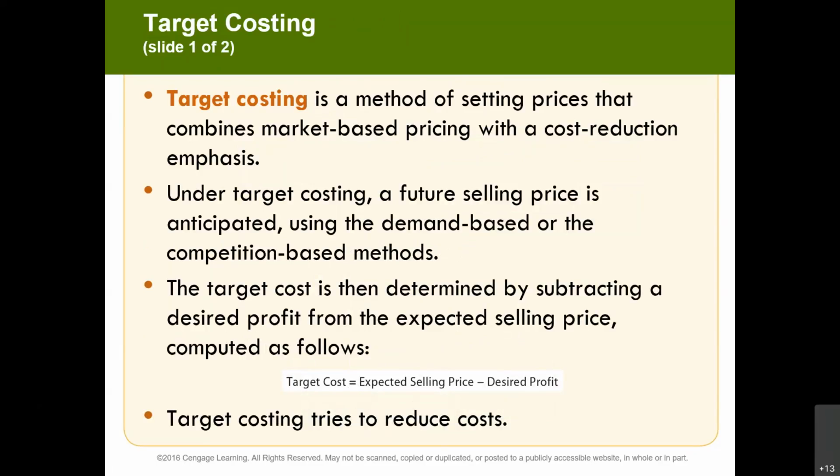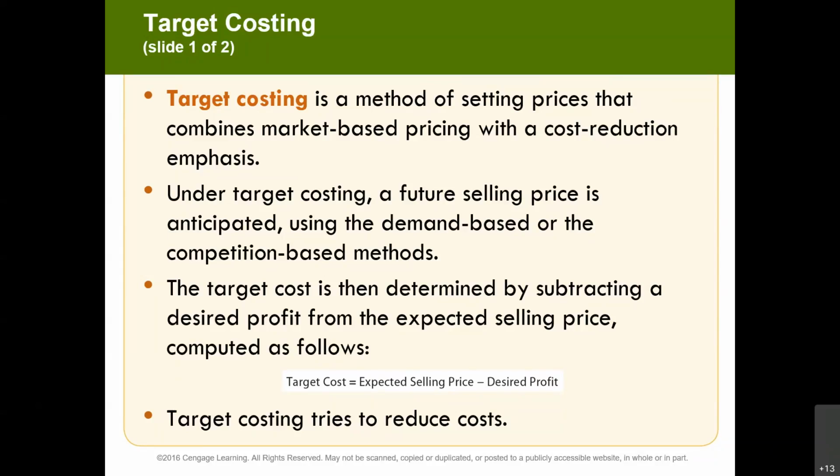Okay, so let's talk about target costing quickly. Target costing is a method of setting prices that combines market-based pricing with cost reduction. Under target costing, a future selling price is anticipated using the demand-based or the competition-based methods. The target cost is then determined by subtracting a desired profit from the expected selling price. So again, target cost would be expected selling price minus the desired profit. That would get us our target cost.